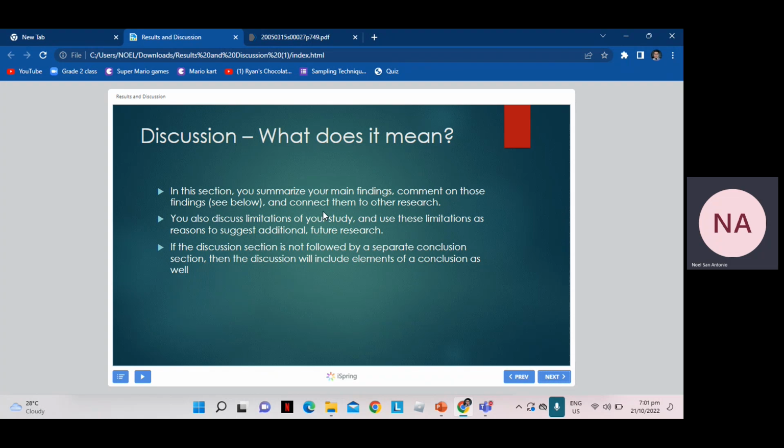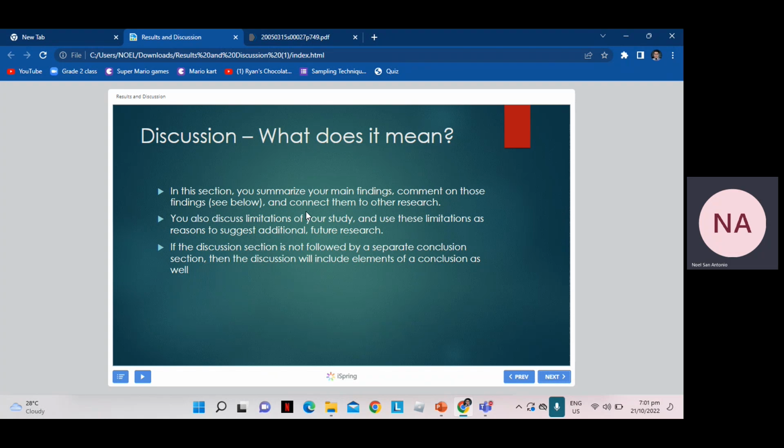Okay? So in this section, you summarize your main findings, you comment on those findings, and connect them to other research. So in the discussion section, it is essential that you also mention the findings of the authors who previously did the same research. Yung kapareho mong research, anong findings nila doon, and you compare. If you have the same result, 'di ba? We usually write it as, this finding affirms the finding of, for example, Santos et al, yung author ng previous research. 'Di ba?